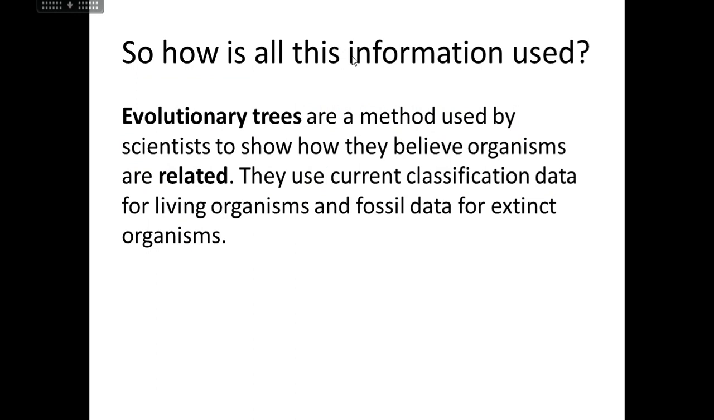So how is all this information used? We put all of this information into something called an evolutionary tree, and it helps us see how organisms are related. It's what I mentioned earlier about looking at those evolutionary changes that have created speciation and created these new species that have needed to develop due to changes in the environment. So we use current classification data, and we also look at fossil data for extinct organisms, and we see if we can fit them into this evolutionary tree.